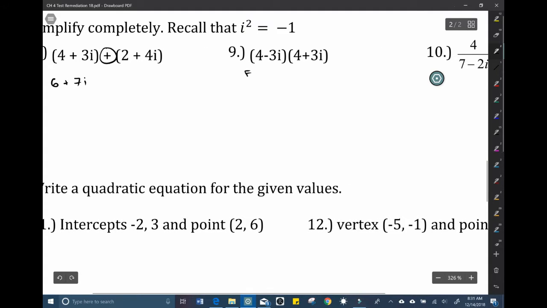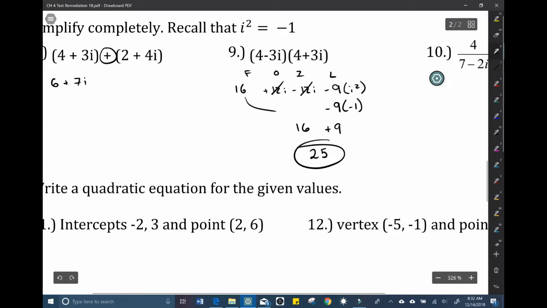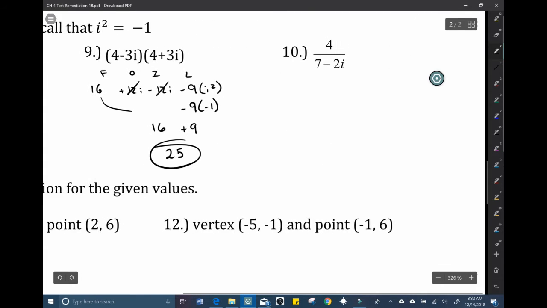This time we have good old FOIL. First is 16. Outers plus 12i. Inners minus 12i. Lasts minus 9i squared. So that's minus 9 times negative 1, or plus 9. These are going to cancel, and I still have the 16. 16 plus 9 is 25. Okay, some of you mixed up, I think, the i squareds.